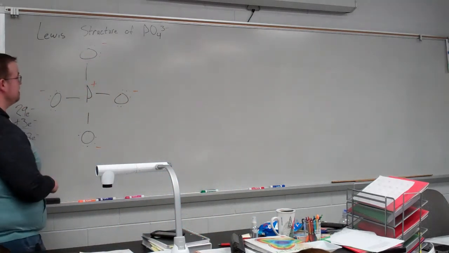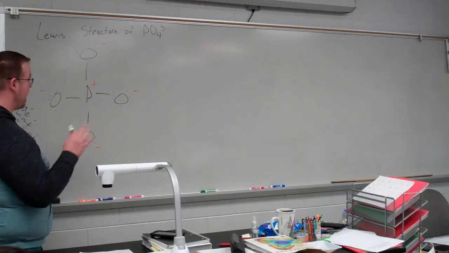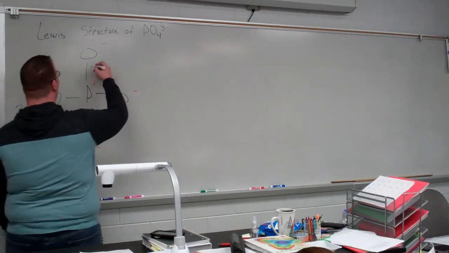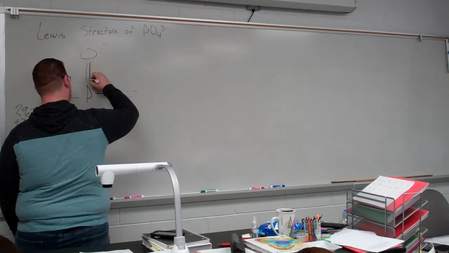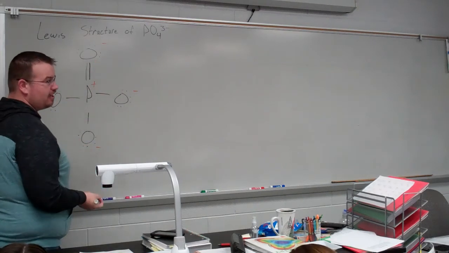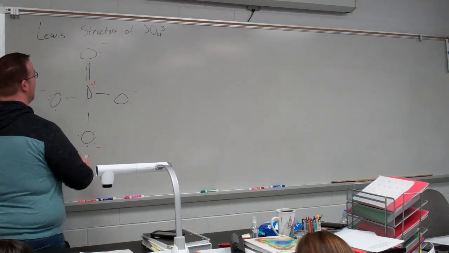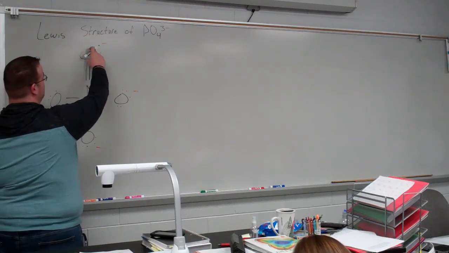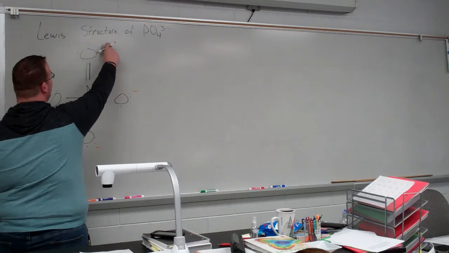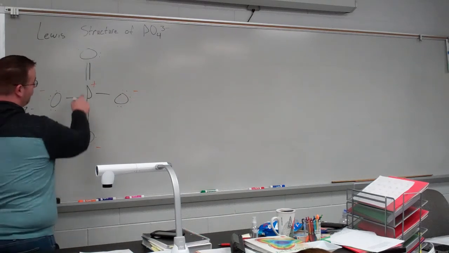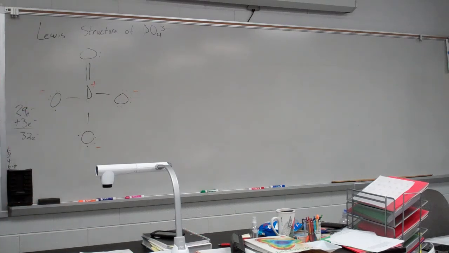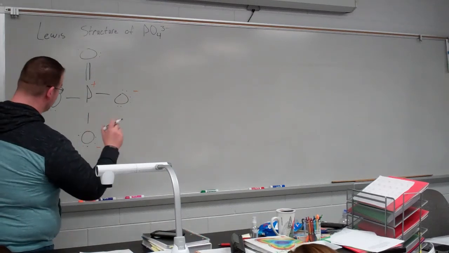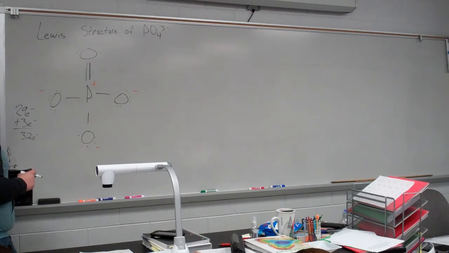So in this, I can add in a double bond right here. Whenever I add that double bond, I can't break the octet rule here on oxygen, so a lone pair must disappear. On phosphorus, however, I can break it, so I can stay at the 10. And then you check everything out again.